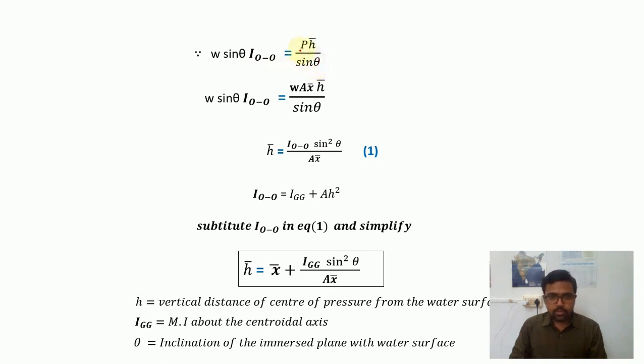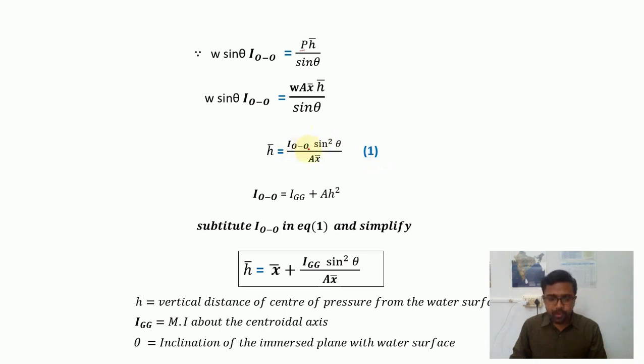Here P is replaced with W A x bar. We have seen how it came. Then h bar is equal to IOO sin square theta by A x bar. This h bar is the center of pressure. I represent it as equation 1.